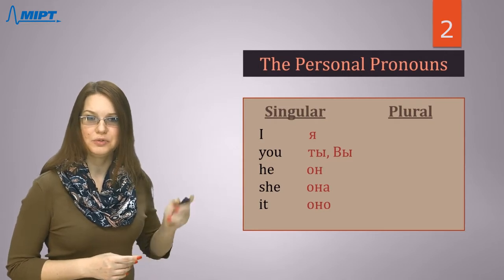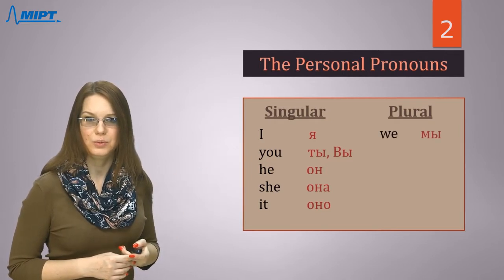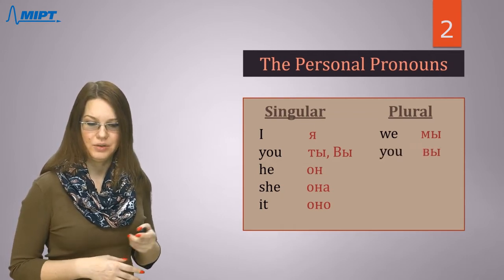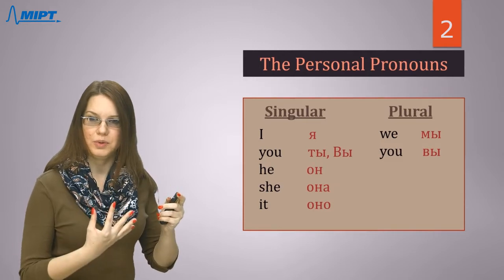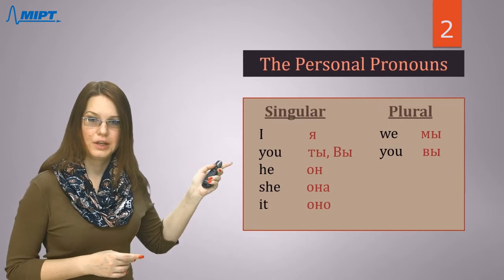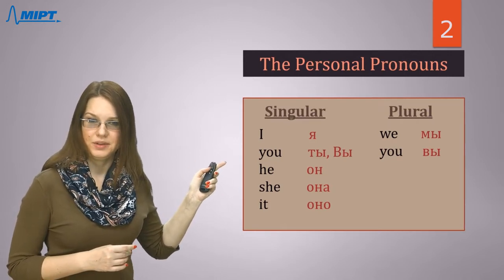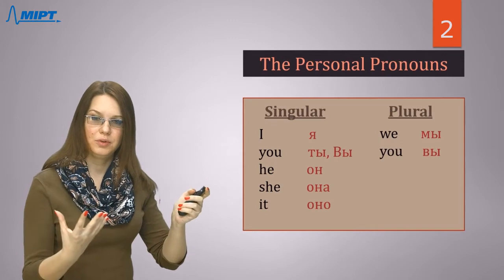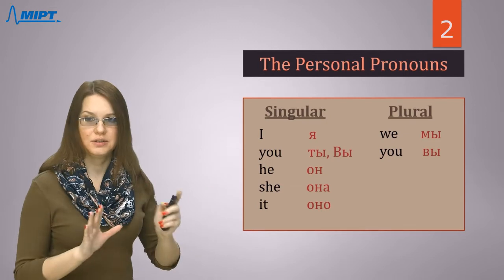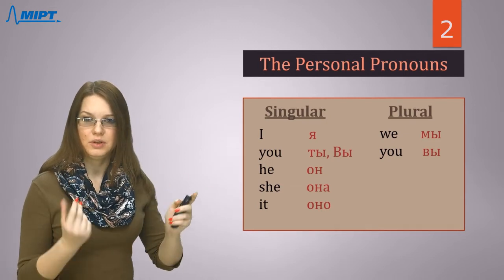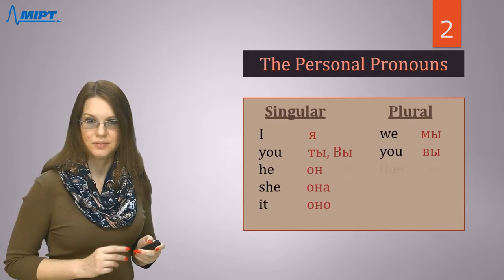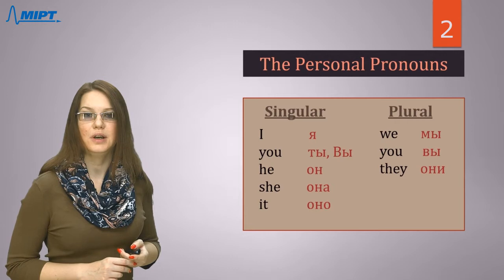And now let's talk about the plural forms. We means мы. You for plural, if we're talking to a group of people, means вы. You see, we don't need to write it with a capital letter, because we're talking to a group of people. It can be formal or informal conversation. It doesn't matter. For a group of people, we need to use this pronoun. Вы. That's it. And they means они.